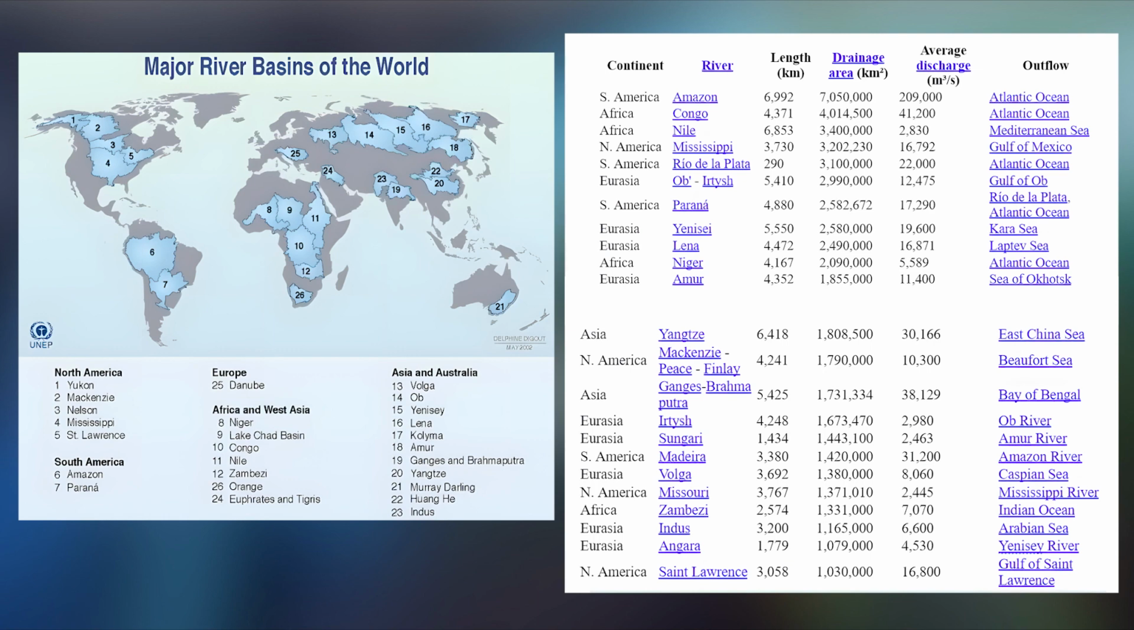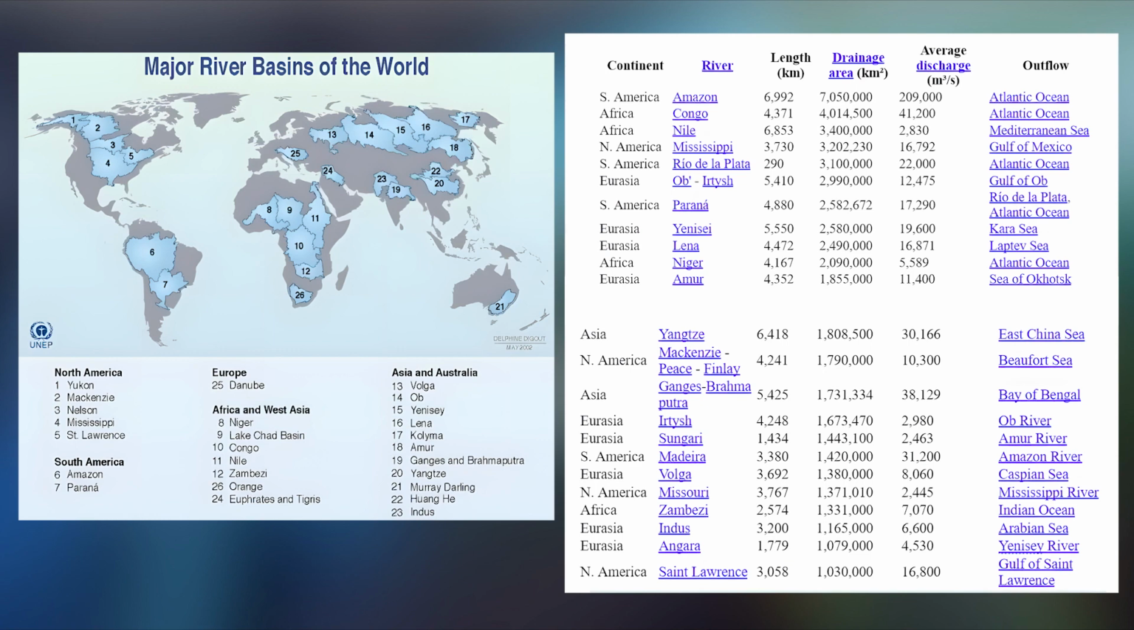Other major river basins in Africa are the Niger River Basin, which is sort of just to the south of the Sahara in Western Africa, and the Lake Chad Basin, which actually drains into Lake Chad, which is a saltwater lake, I believe.